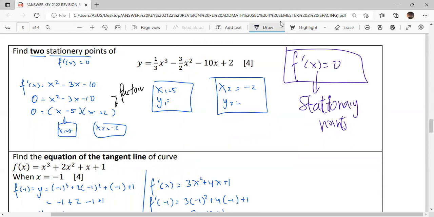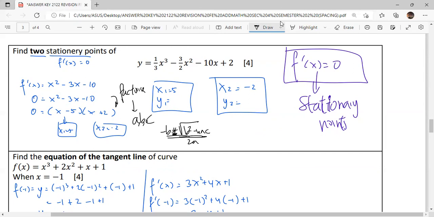If you can't factorize, what do you do? Use the a, b, c formula. Remember, minus b plus minus square root of b squared minus 4ac, over 2a? You can do either one. Which do you prefer, or which questions can be factorized and which can't? Okay, the x values are 5 and negative 2, right?